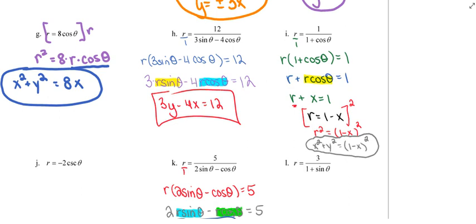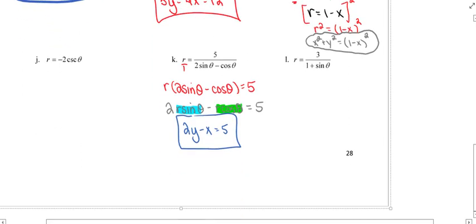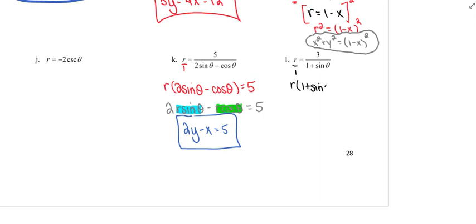Beautiful. Good job, guys. All right, I'm going to shoot down to letter L because letter L is pretty similar to letter I. Again, I'm going to put that r over 1 and cross multiply. Distribute. R sine theta from my list of identities becomes a y.